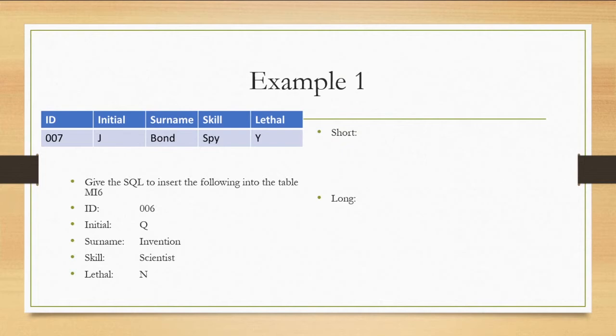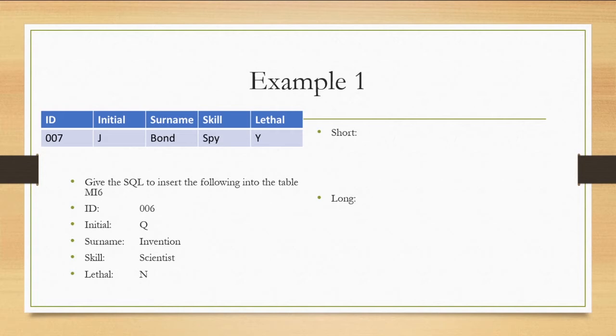So, given this table, give the SQL to insert the following into the table MI6. We've got the ID of 006. We've got the initial of Q, surname of invention, skill of scientist, lethal of N. Pause the video here and work out what the shorthand SQL statement will be and what the longhand SQL statement will be.